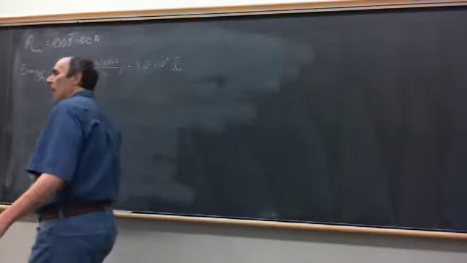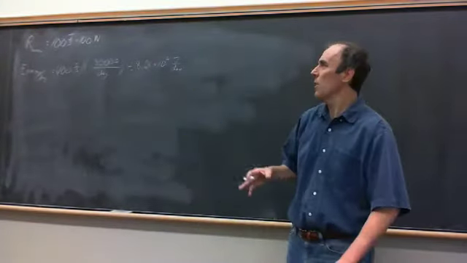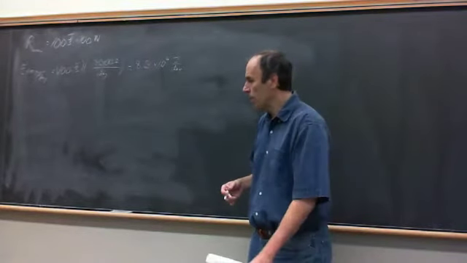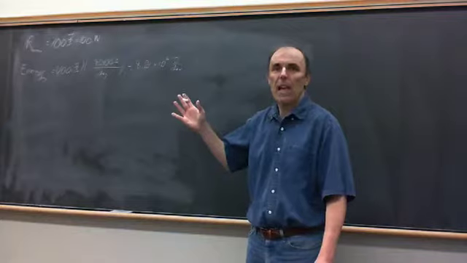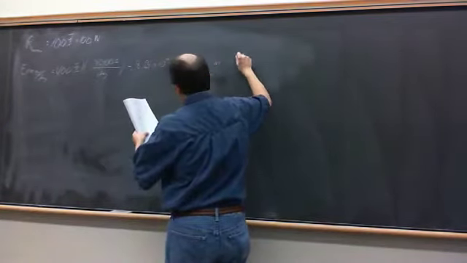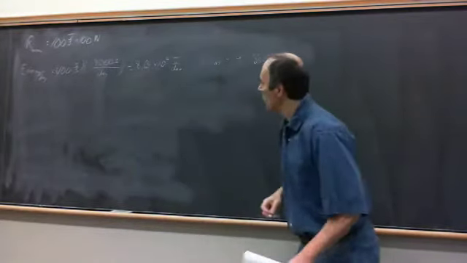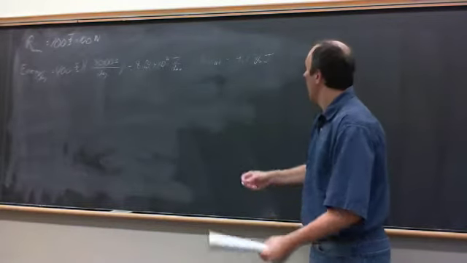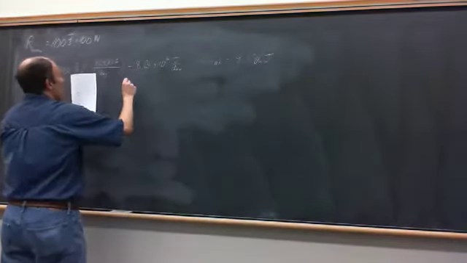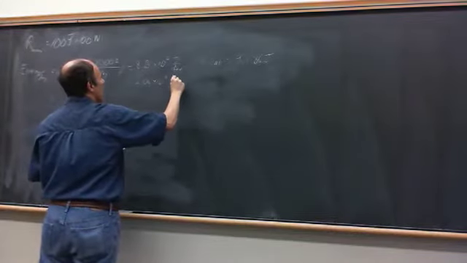Now, chemists don't like to use joules. They want to use calories. So 1 calorie is equal to 4.186 joules. So if I do the conversion, 1 calorie is 4, so I divide this by about 4. It comes out to be 2.06 times 10 to the 6 calories per day.